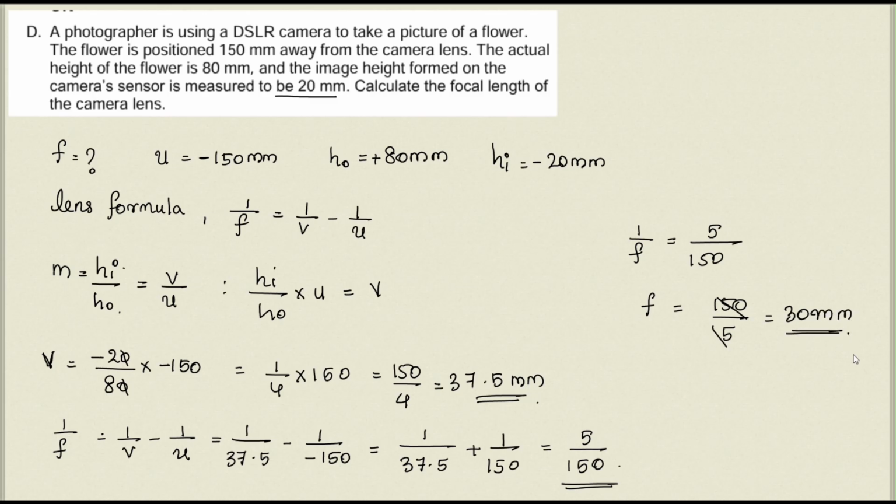So focal length is obtained as 30 millimeter. Simple calculation only. If you just substitute the given data in the formulas, you will get the answer. So this is the final answer. Focal length is 30 millimeter.